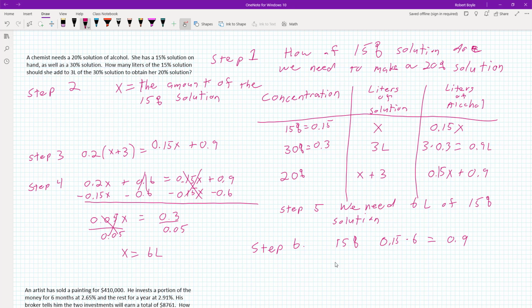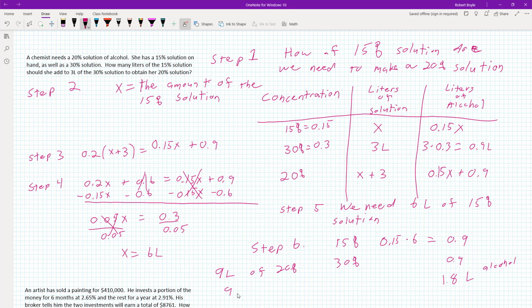In the 30% solution, we have 0.9 liters of alcohol, and that combines to 1.8 liters of alcohol. Now, what about the 20% solution? Well, if x is equal to 6, then we have 9 liters of the 20% solution.